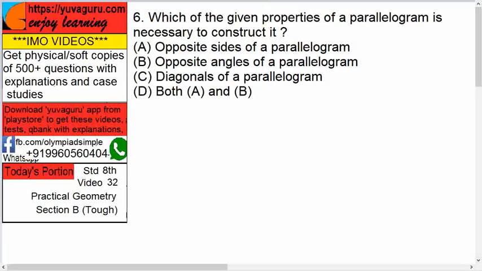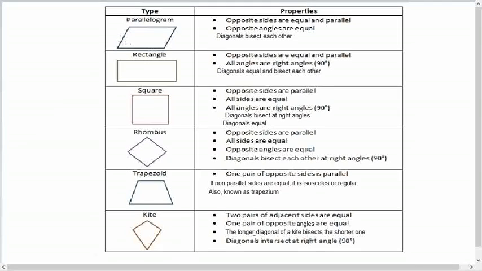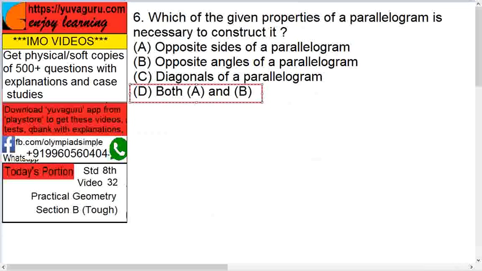Opposite angles of a parallelogram. Here in this, at what angle should you tilt it? You don't know. So this tilting angle, that is the opposite angle, you should know that. Even if you know one angle and the sides, then also you can draw the parallelogram. So both are required. So the answer is both A and B.